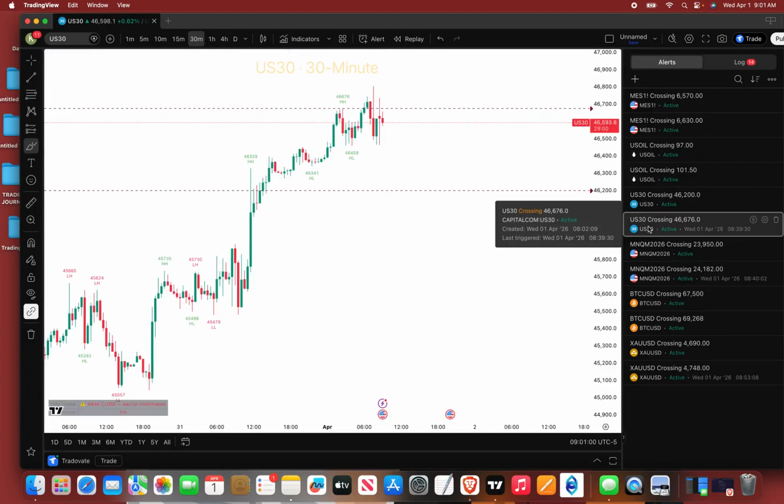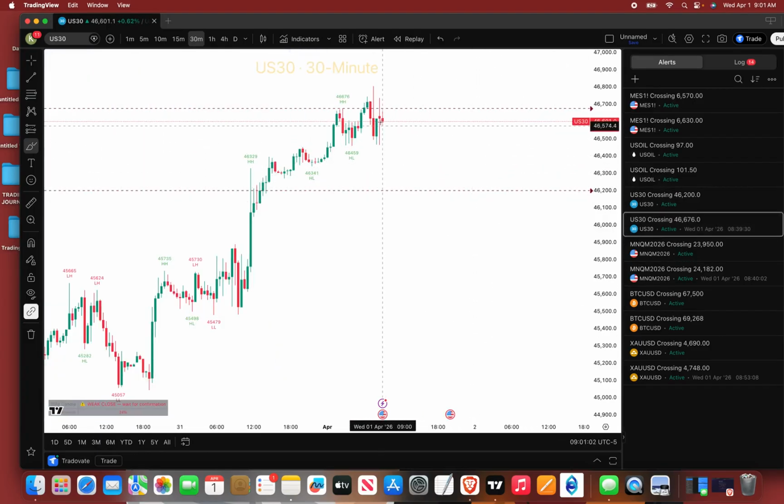Let's see for US 30. Same. Look at that. It's a wick. Came up here and came right back down. So it touched it, but it did not close above it, and it needs to close above it. So like these right here, right? It had to look like this, close above these lines.